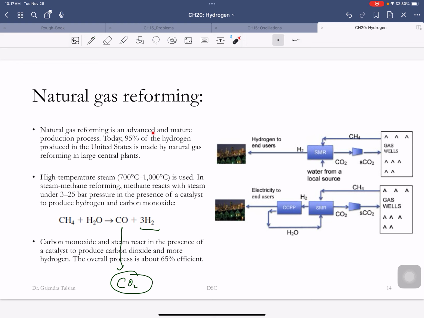So natural gas reforming is an advanced and mature production process. Today, 95% of the hydrogen produced in the US is made by natural gas reforming in large plants. High temperature steam is used, and methane reacts with steam under 3 to 25 bar pressure. So 1 bar is 1 atmosphere essentially.